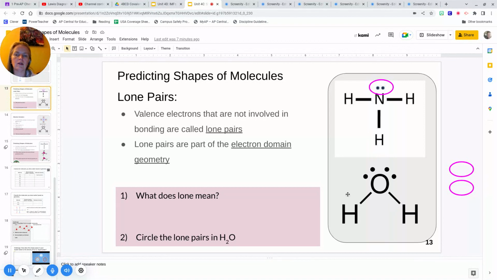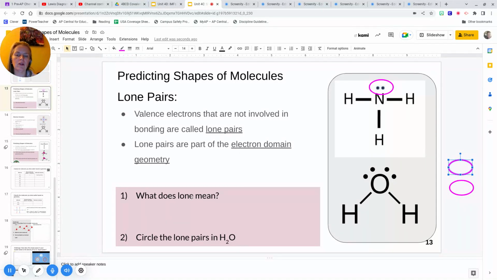If we look at this water molecule, you should be able to circle the lone pairs, so the pairs of dots. You can use the circles that I put here in the margins, or if you're working on paper, then you can just go ahead and circle them on the paper. But circle the 2 lone pairs that this water molecule has. Those lone pairs are going to be important when we're trying to figure out what shape the molecule will have.